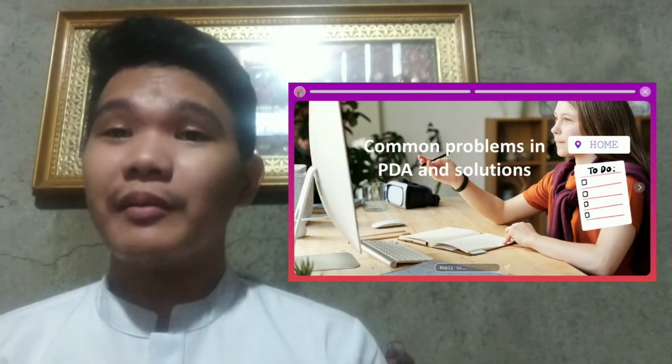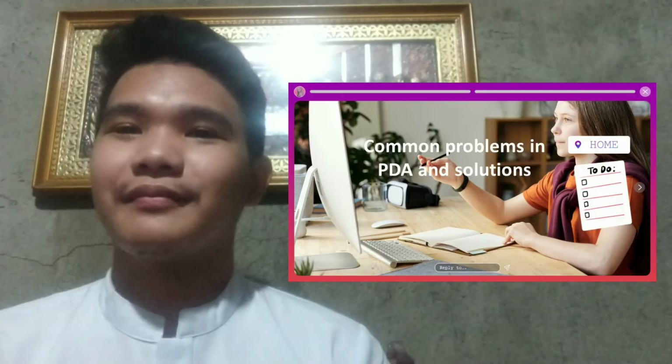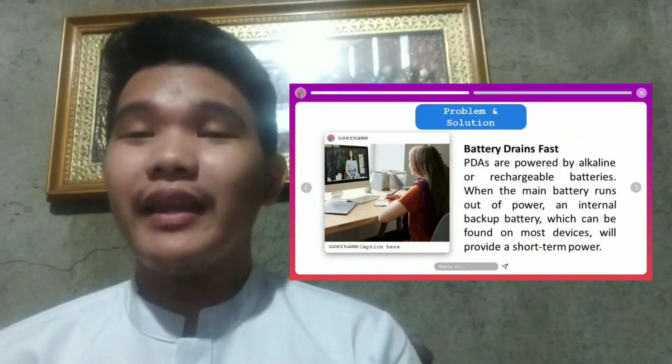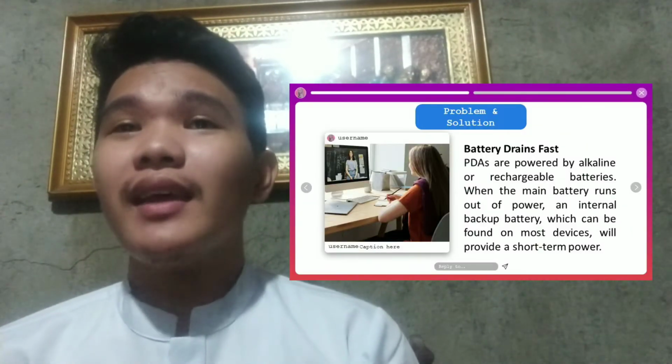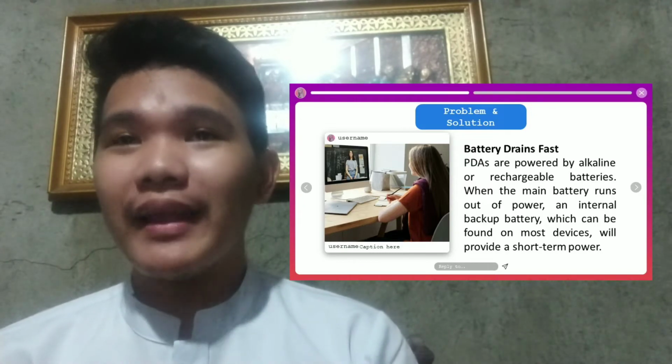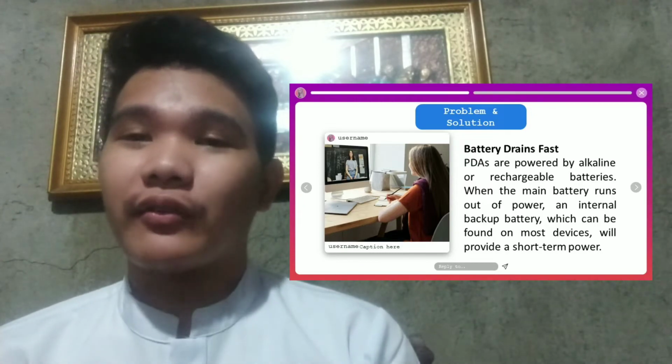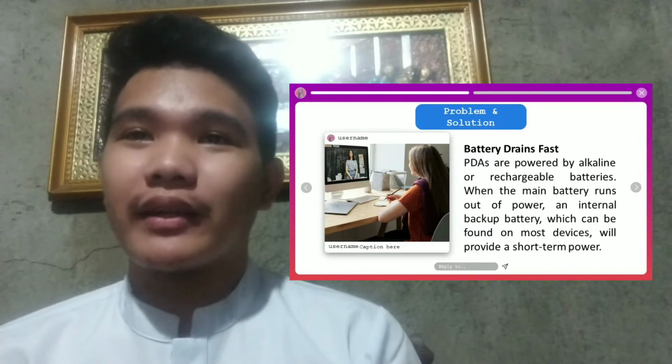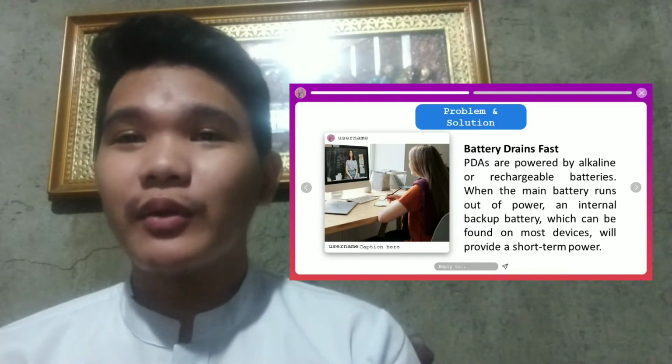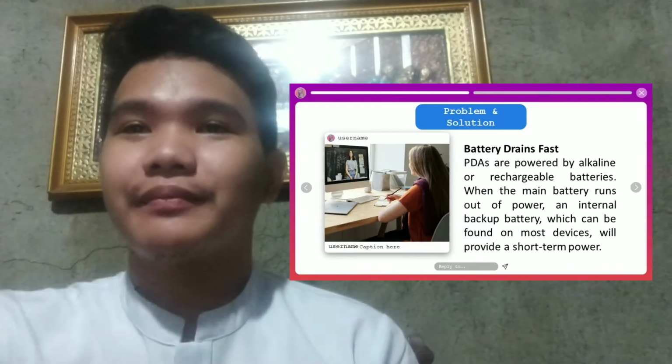Here are the common problems in PDA and their solutions. First is PDA battery drains fast. PDAs are powered by alkaline or rechargeable batteries. When the main battery runs out of power, an internal backup battery, which can be found on most devices, will provide short-term power.